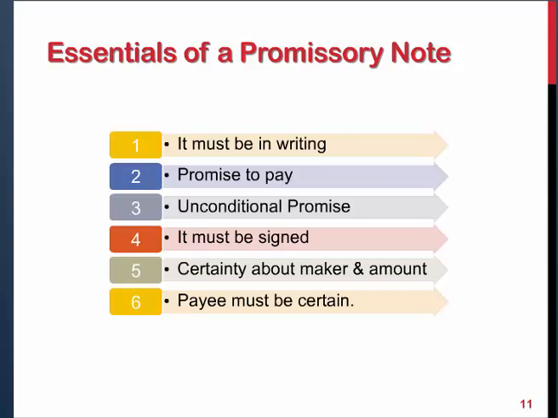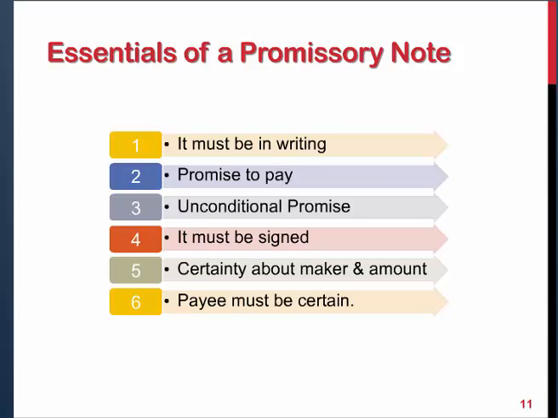It must contain a promise to pay. Third, unconditional promise. The promise to pay must be unconditional. It must not depend upon the happening of some uncertain event. It must be payable absolutely. Fourth, it must be signed.